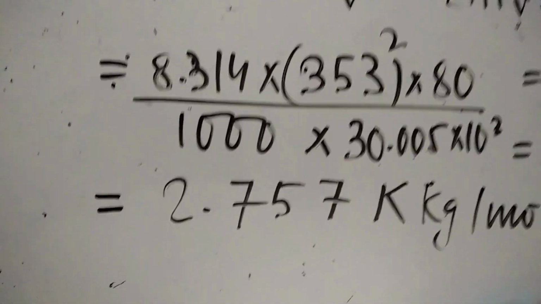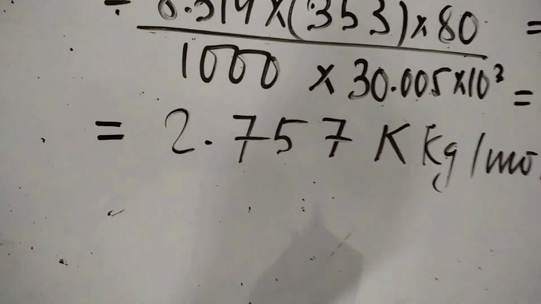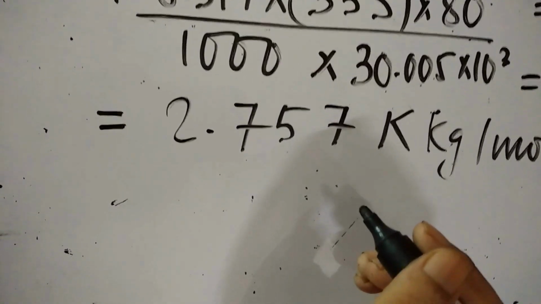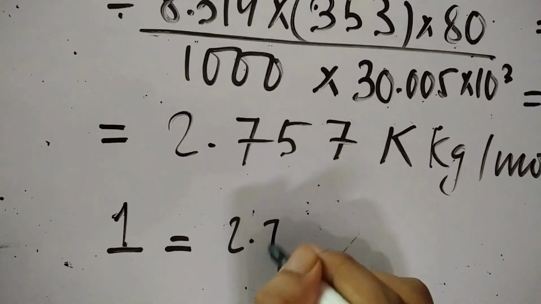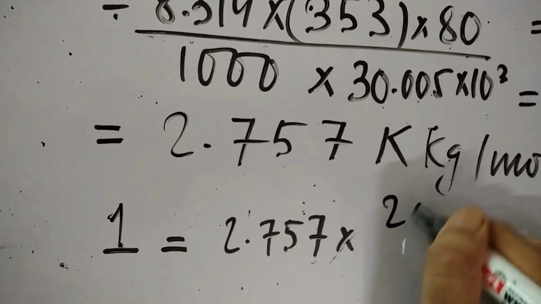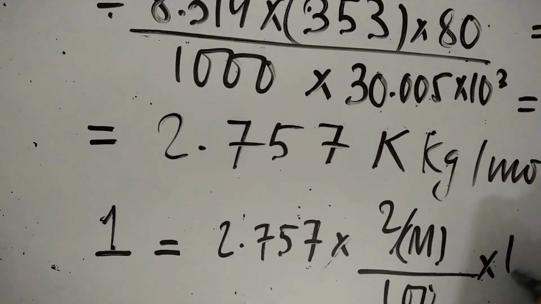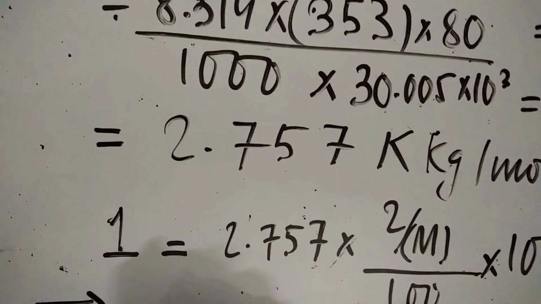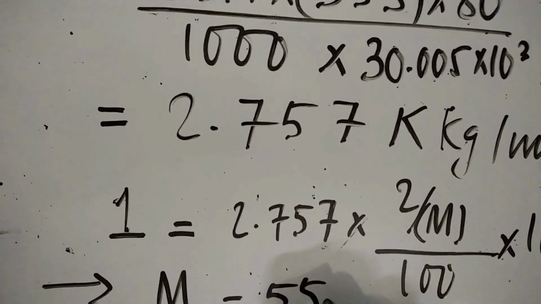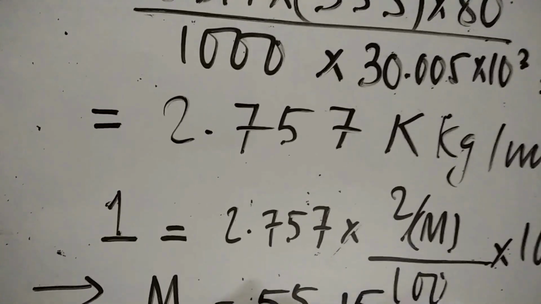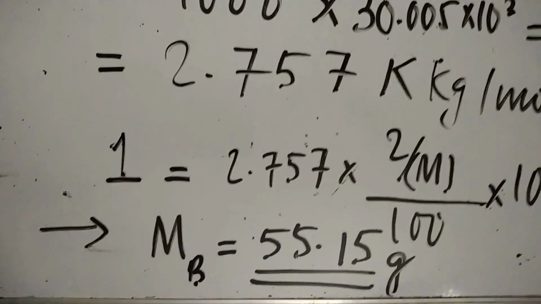So we got the value of Kb, and now to proceed with the solution of the molar mass of the solute B, we get the elevation in boiling point 1 Kelvin is equal to 2.757 multiplied by 2 by the molar mass required and divided by 100 into 1000. Calculate this and we get to the answer 55.15. So this is the molar mass of B, and this is the required solution.